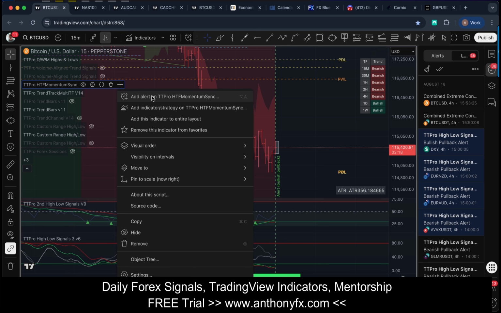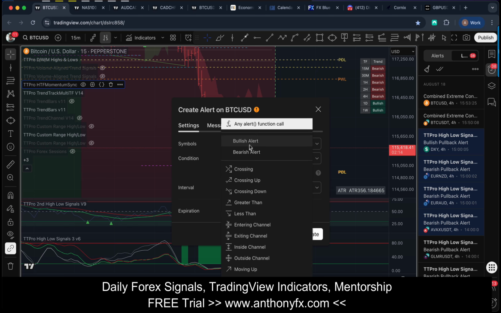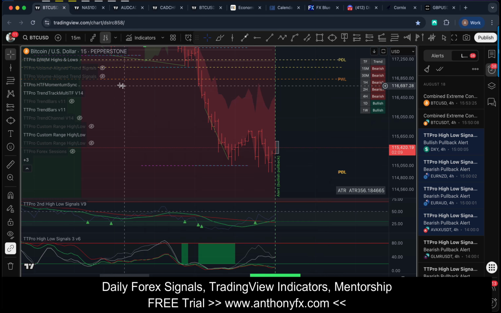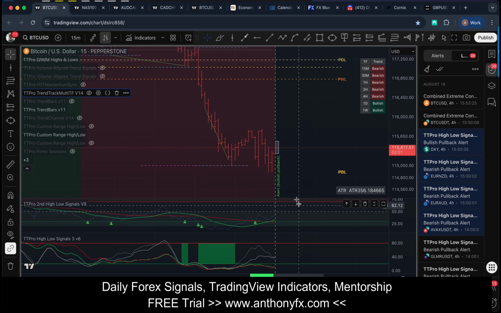Okay, so we could set that up on the 15-minute. All right. Trend momentum sync. I'm looking for a bullish. No, not that one. Yeah, trend momentum sync's okay. Let's take it out for a second. This one here, the trend track multi, add alert, bullish alignment, once per bar. That's not a bad signal. So once this turns green, that's going to be a little bit delayed though. This one here, this is the bullish alert. This one's a lot, it'll come in a lot sooner.